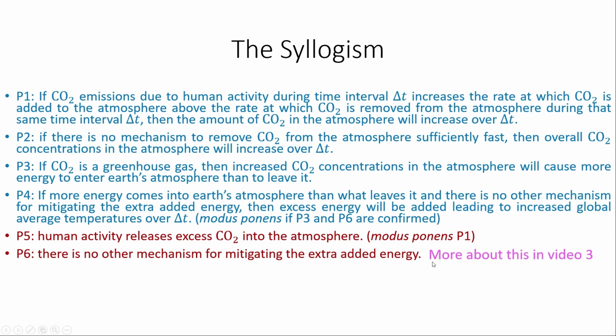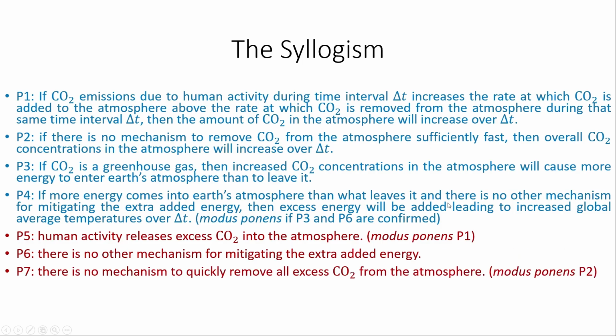We'll talk more about this one in video 3, so we will not really be confirming P6 in this video. P5 we will confirm a little bit more, but P6 we'll talk more about in video 3. Then P7: there is no mechanism to quickly remove all excess CO2 from the atmosphere. This is a modus ponens on P2 up here, and we'll talk about this more in video 3 as well. Then P8: CO2 is a greenhouse gas. And this would be modus ponens on P3 here.